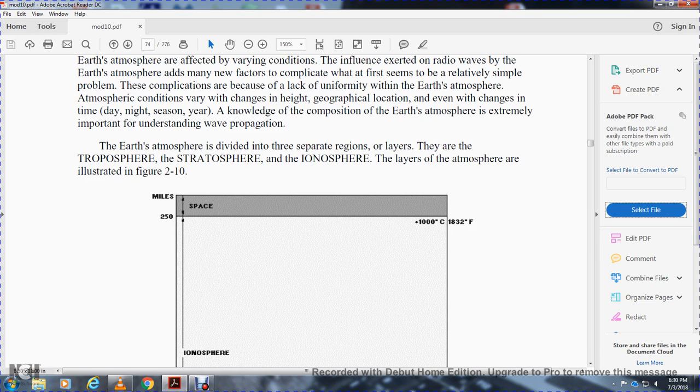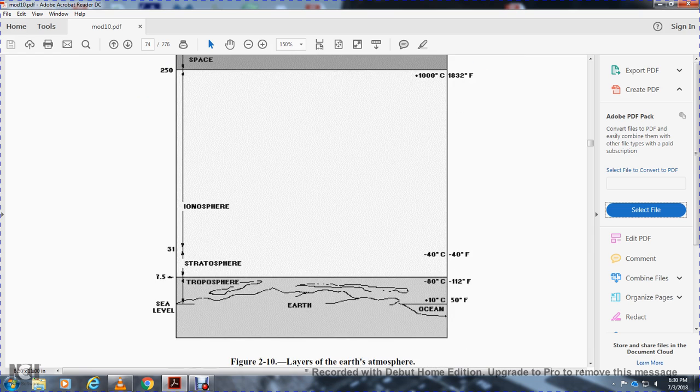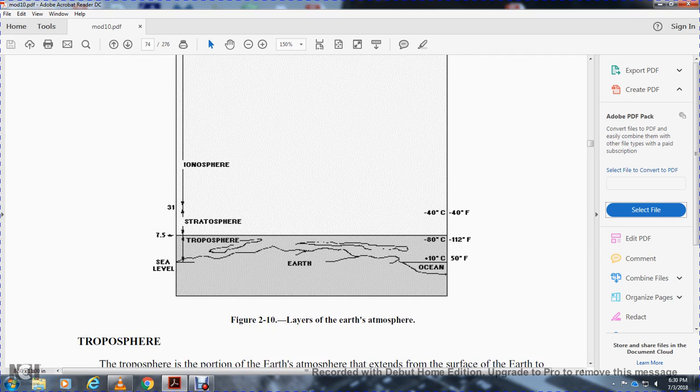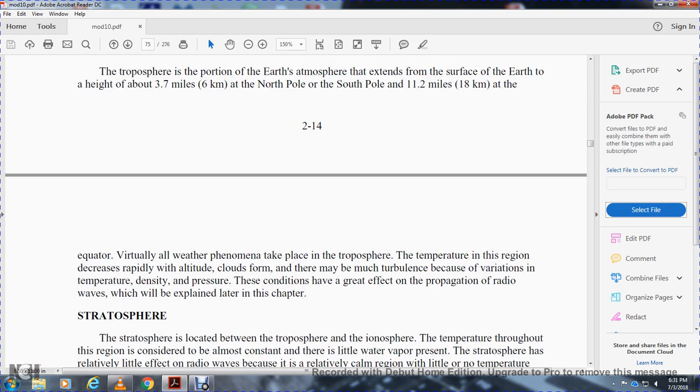The layers of the atmosphere are illustrated in Figure 2.9: the ionosphere, stratosphere, and troposphere, with the ionosphere at the top and the troposphere closest to the Earth. The troposphere is the portion of the Earth's atmosphere extending from the surface of the Earth to a height of 3.7 miles at the North and South Poles and 11.2 miles at the equator.